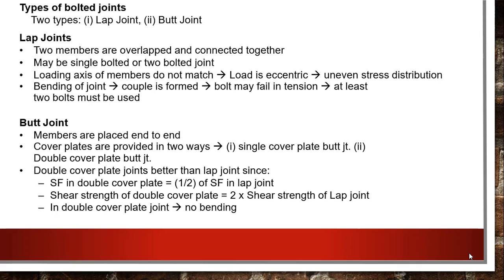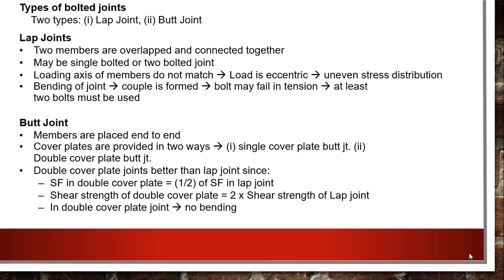The loading axis of the members does not match. The load is eccentric in nature. Uneven stress distribution is there, and the bending of the joint causes a couple moment to form. The bolt may fail in tension. At least two bolts must be used. So the minimum number of bolts used for connecting a lap joint is 2.